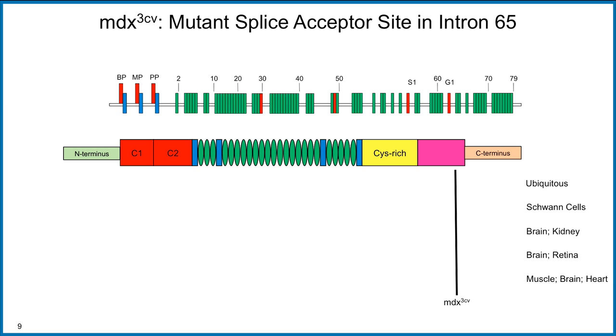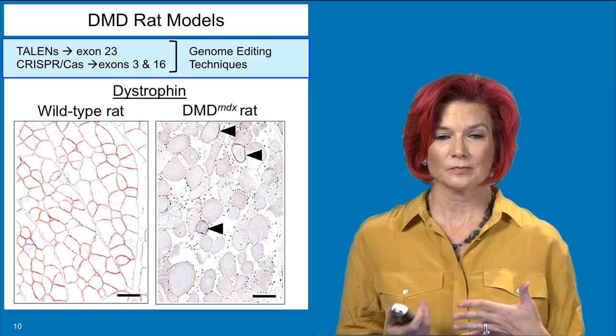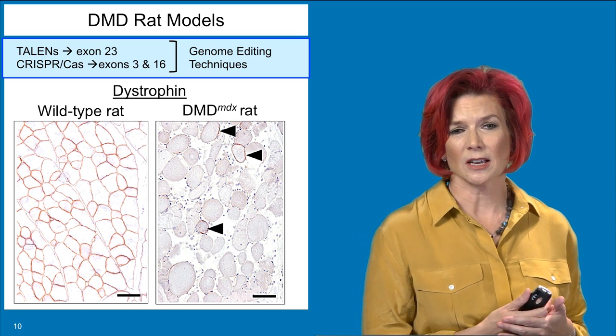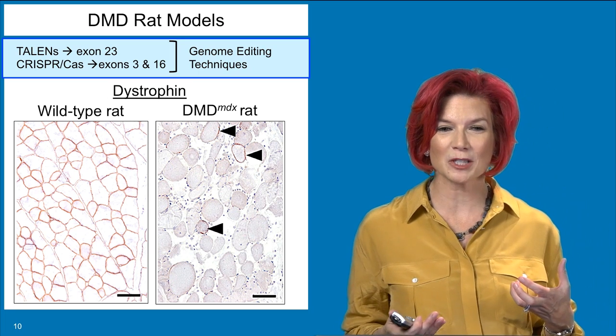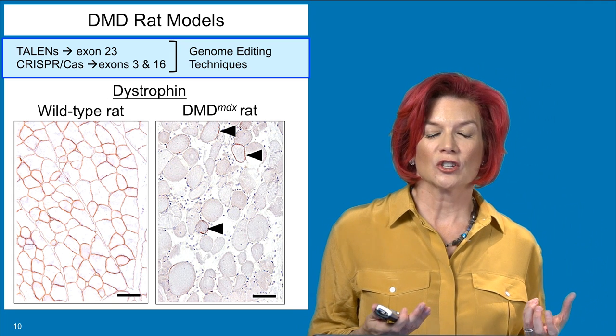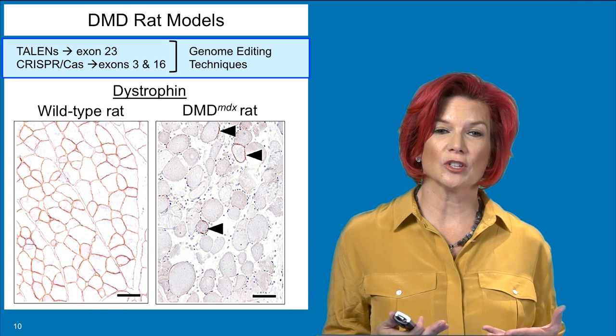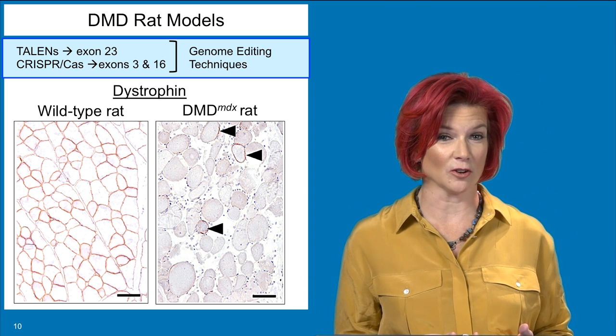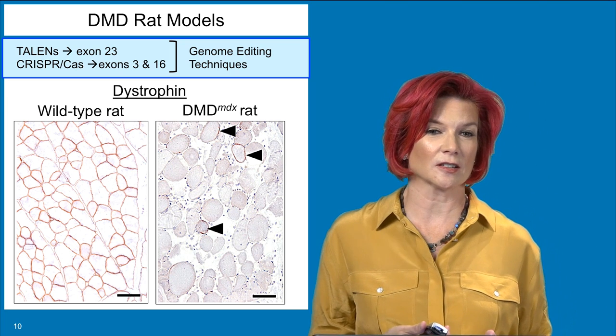So scientists may choose to use one of these mouse models depending on their desire to study a dystrophin isoform expression in a non-muscle tissue. Most recently, scientists have used TALENs and CRISPR-Cas, which are genome editing techniques, to target various regions of dystrophin in the rat model. And this is a really exciting discovery.